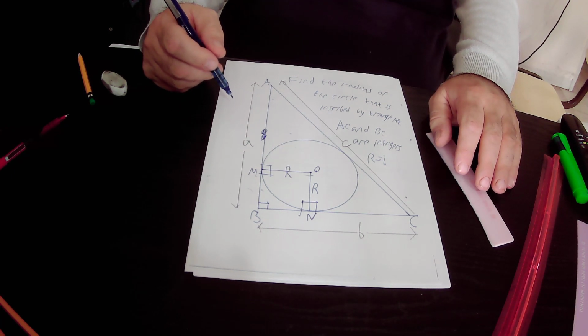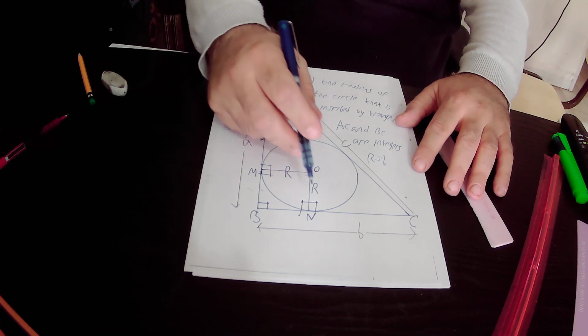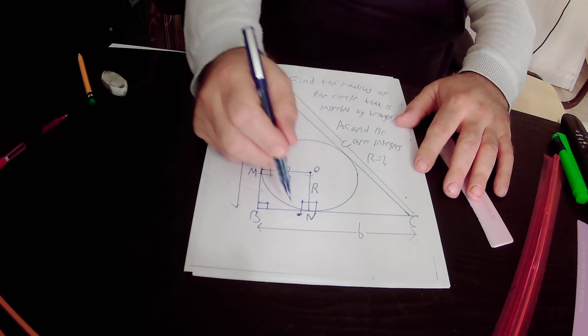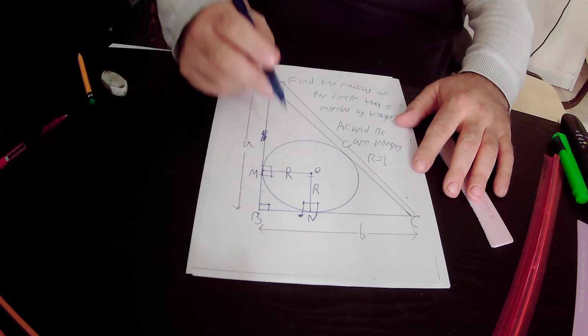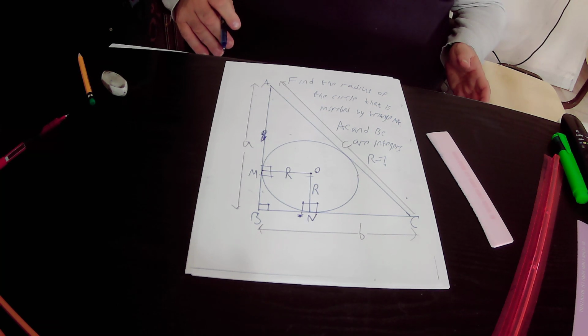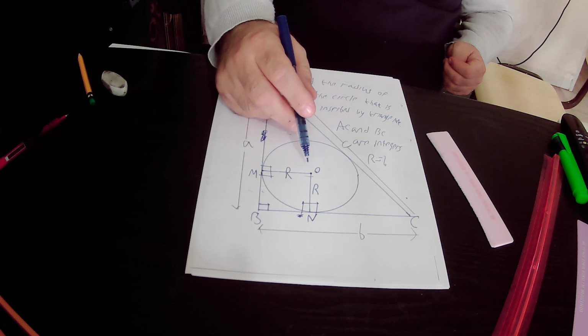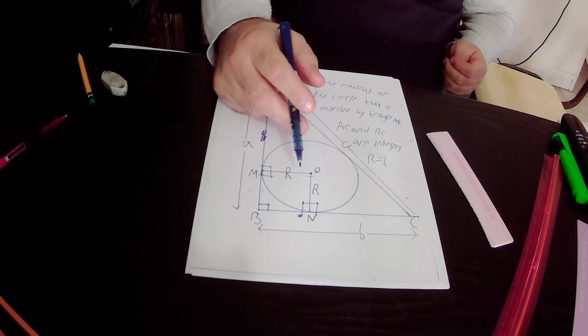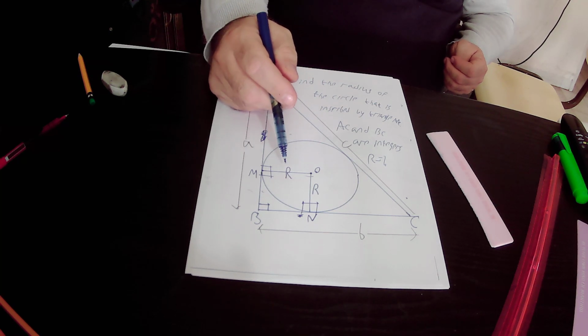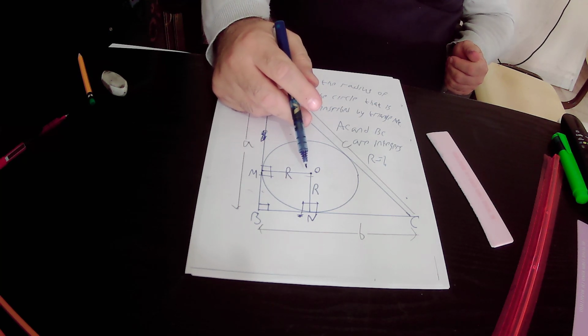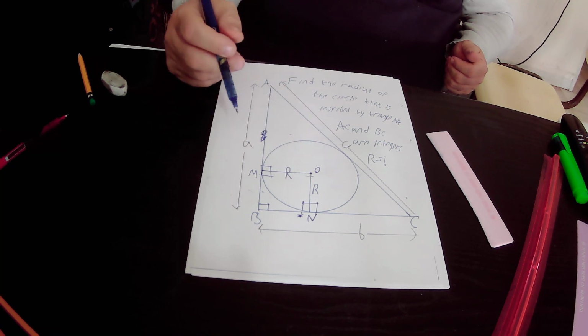So actually, in quadrilateral MOBN, we have 1, 2, 3 right angles. The sum of 3 right angles is 90 times 3, which is 270 degrees, plus the size of the fourth angle, this is actually angle MON. In total, the sum of those four angles must be equal to 360 degrees. So 270 degrees plus the size of angle MON must be equal to 360 degrees.